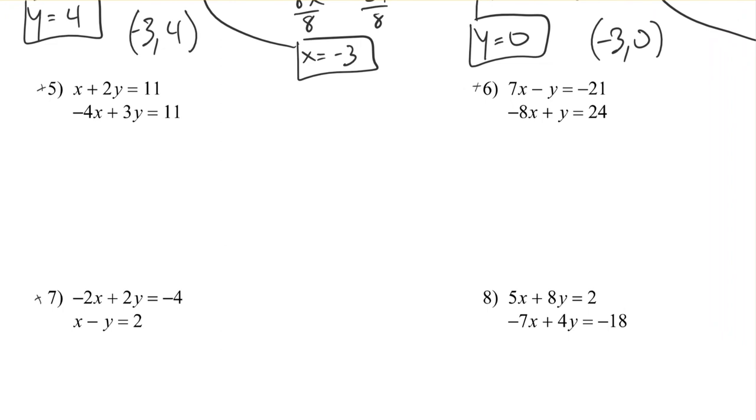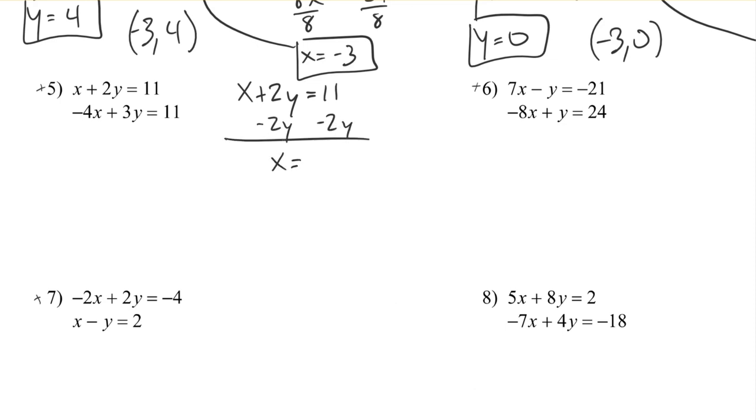Next problem. Neither of these is solved for any of the variables, so I'm going to take this top equation, and it only takes one step to solve this for x. x plus 2y equals 11. If I subtract 2y from both sides, we get x equals negative 2y plus 11. So there's what x is equal to.